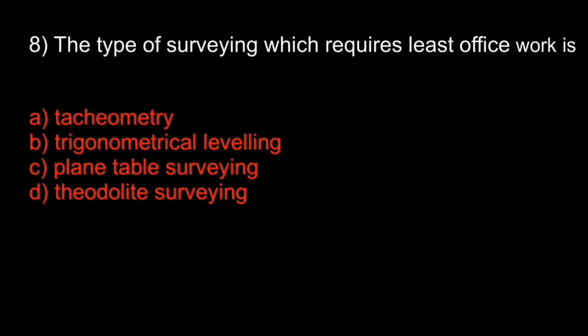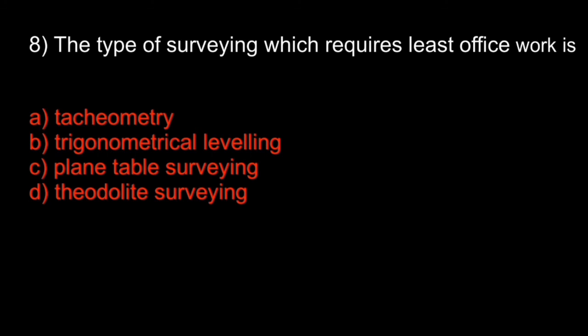If the transit has a fixed vertical vernier, the vertical circle vernier must read 0 when the telescope level is centered. And the uses of theodolite are: it is used to measure horizontal angle by repetition, to measure horizontal angle by reiteration method, to measure the direct angle, to measure deflection angles, to measure the magnetic bearing of a line, and to measure vertical angle.